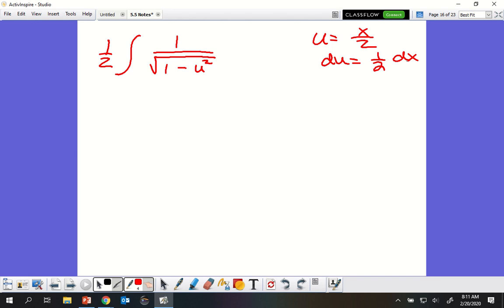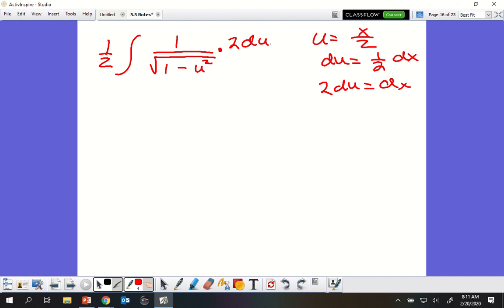Not 1/2 du. 2 du, right? Because I gotta get rid of the 2, right? So it's a 2 on bottom, so I'm gonna multiply both sides by 2, right? So it's gonna be a 2 du is equal to dx. So I'm gonna go times 2 du.